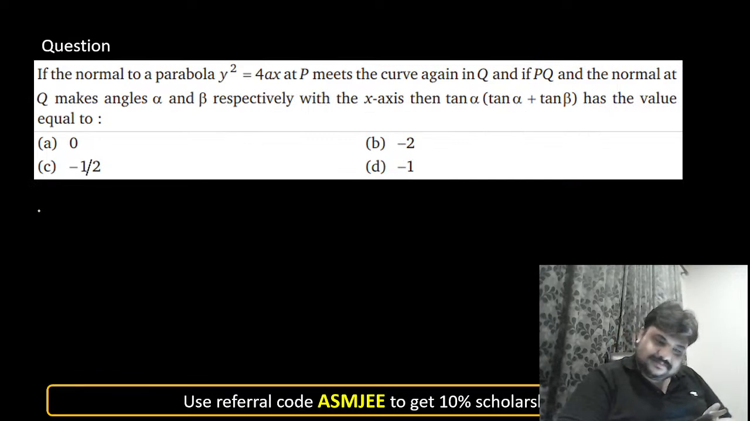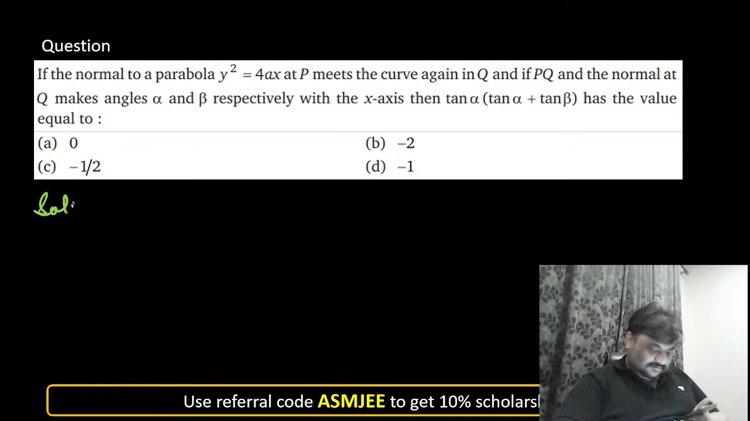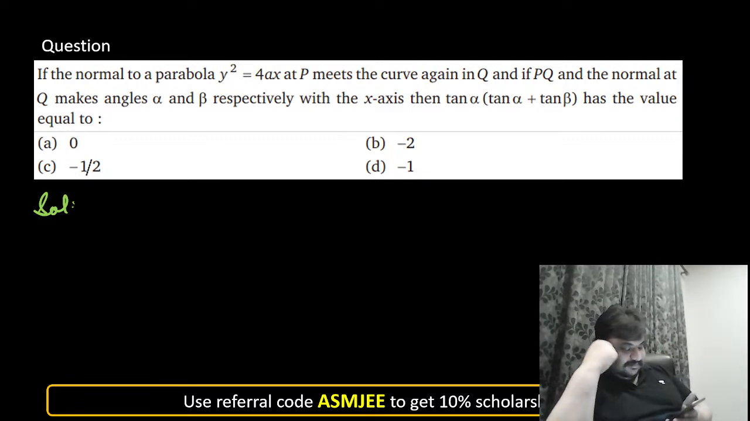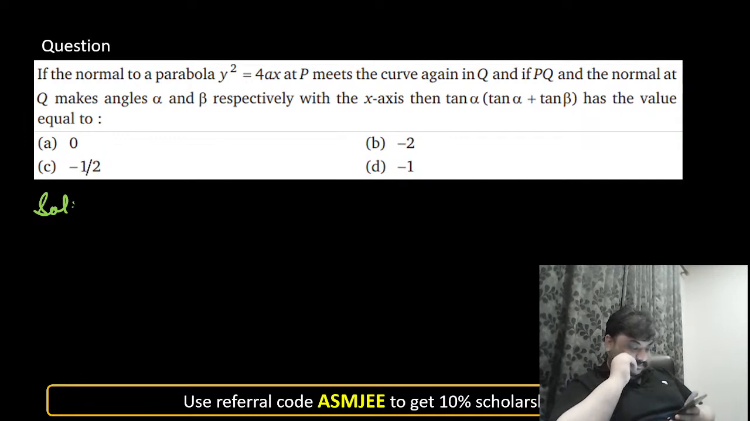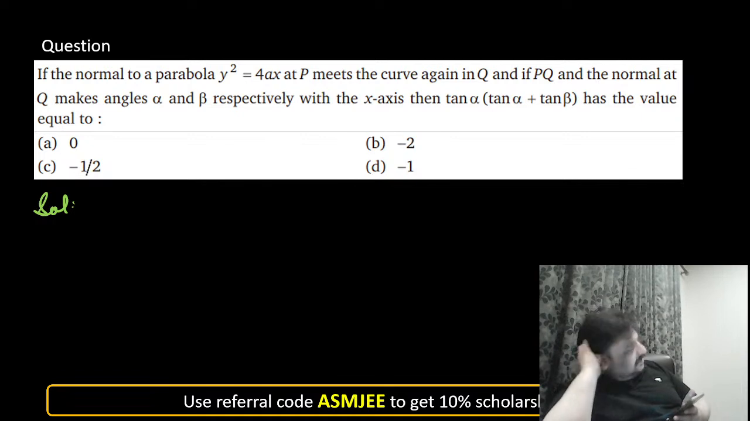Now solve this. Nitesh, I don't think, guys, like the session, solve this question now.